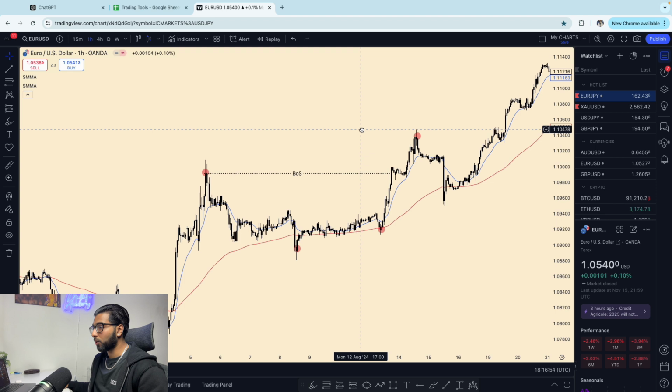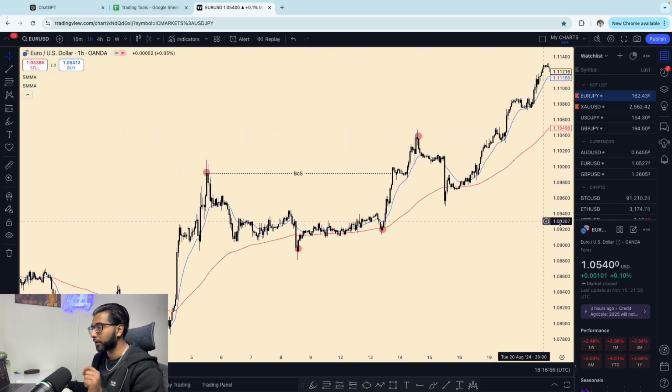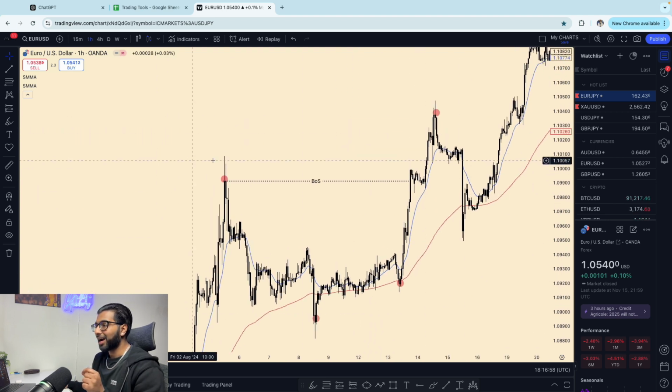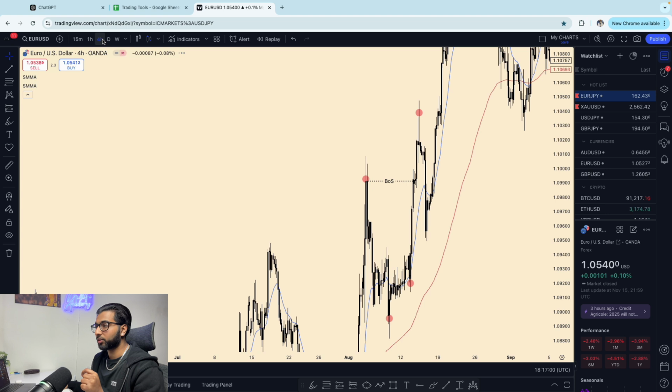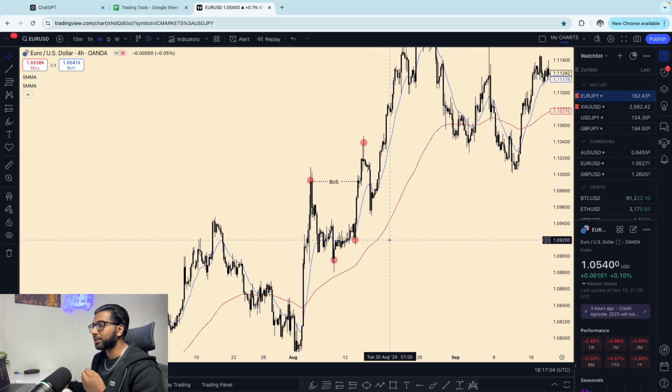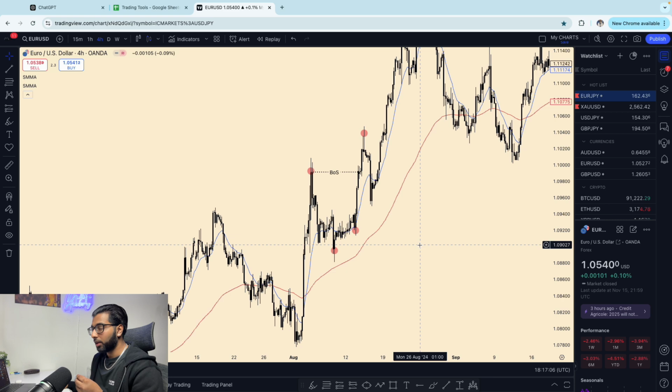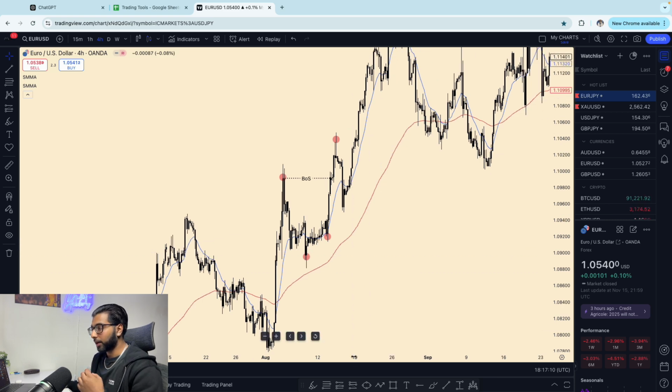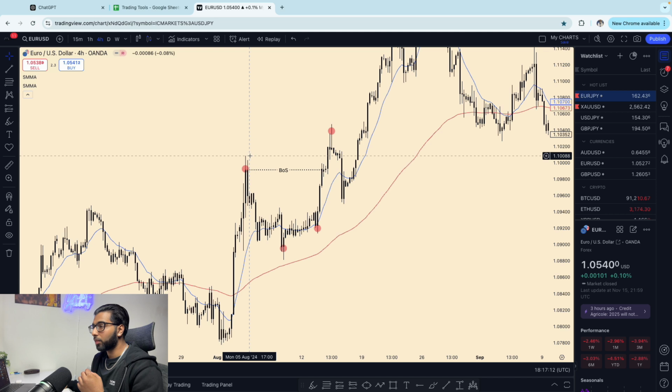And guys, for those of you wondering, how do we draw break of structure points? I don't like to include the wicks, okay? So if I was actually on the 4 hours, which is much better, I don't like to include wicks, guys. Because I don't like to include wicks, I do not count this area as the break of structure. I'll count this area as the break of structure, okay?